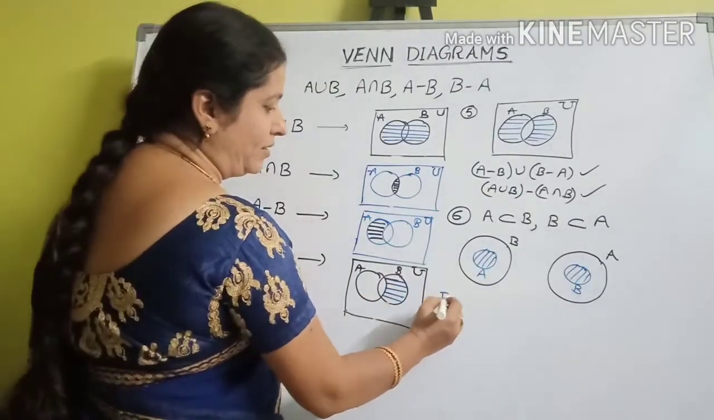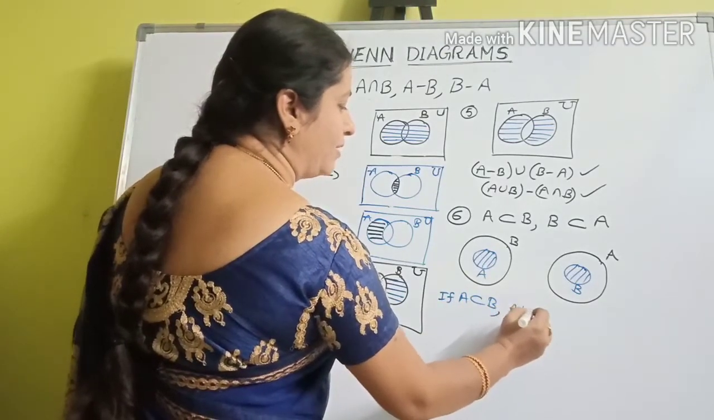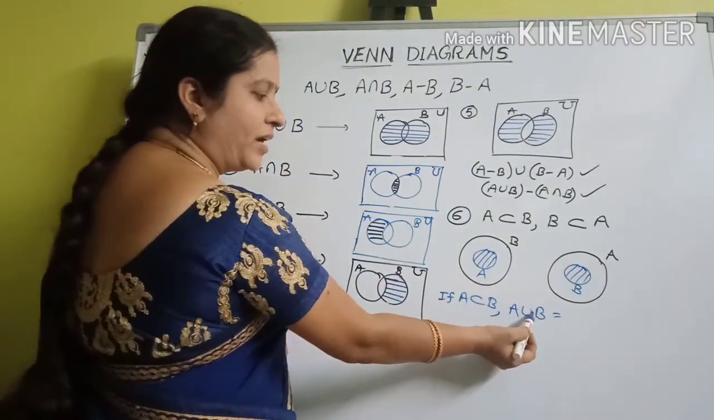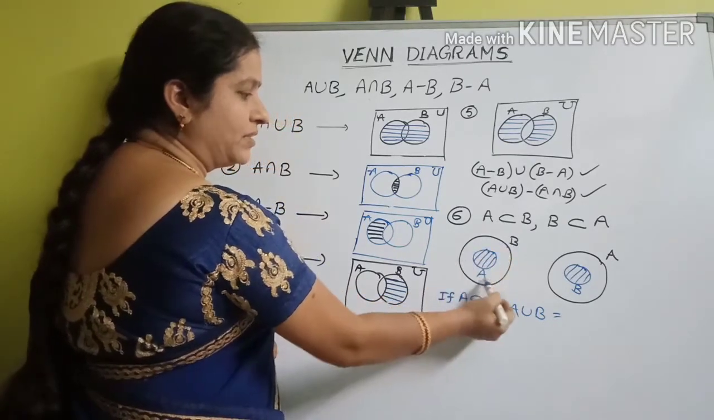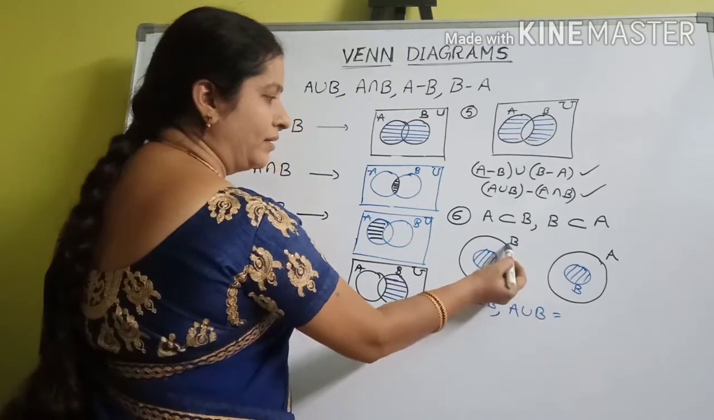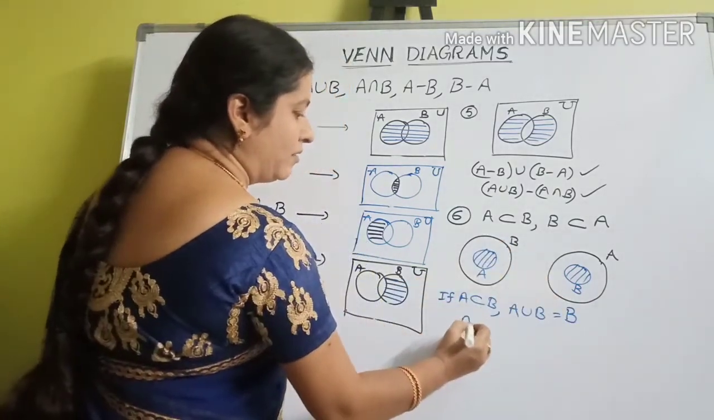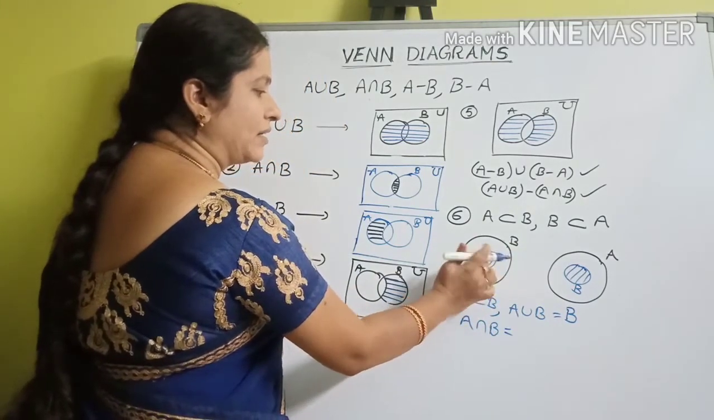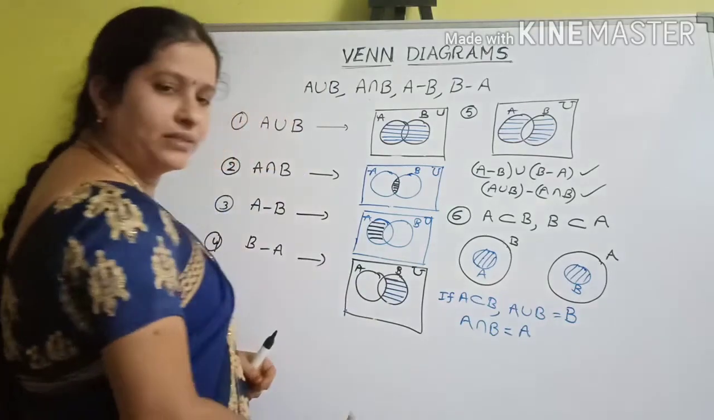If A subset B, what can you say about the A union B value? Observe this Venn diagram. If A subset B, what is the value of A union B? It is the total set B. What about the A intersection B value? What is the common part of B and A? Only A. It is the common part of B and A. So the A intersection B value is A.